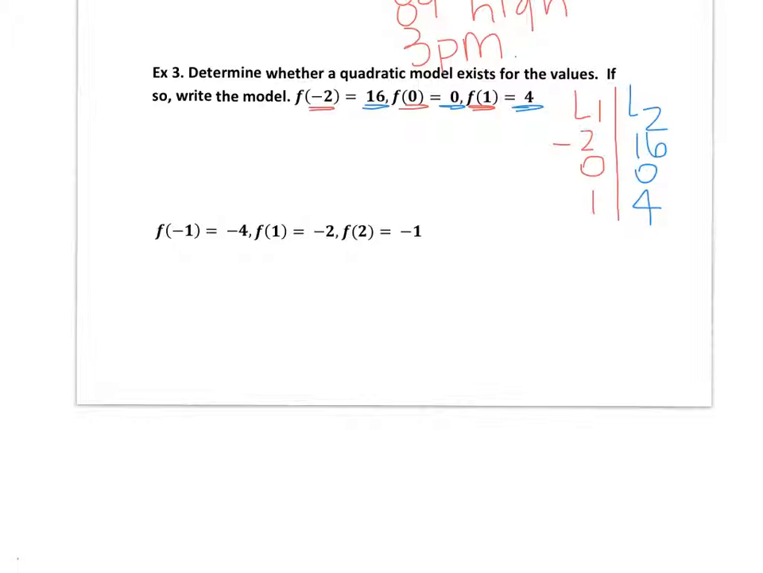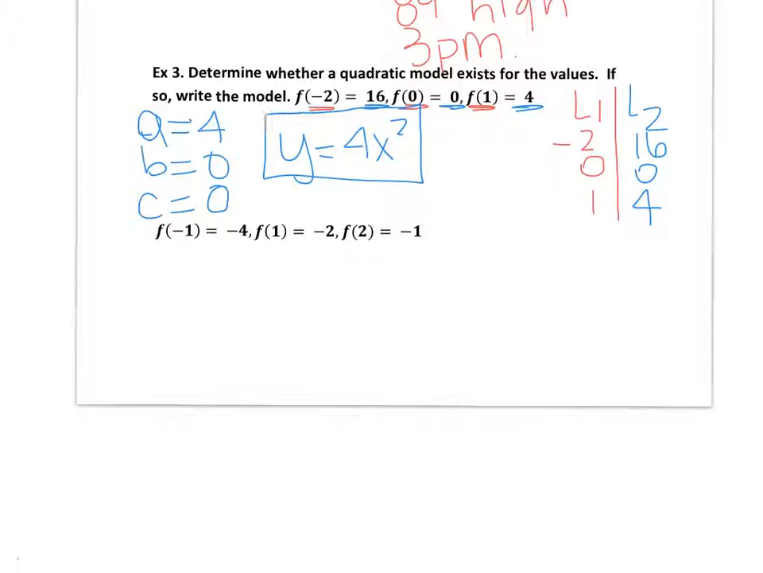So when you do this and you get your values, you get A to equal 4, B to equal 0, and C to equal 0. Even though it looks a little crazy, it's just a very, very tiny number, almost 0. So we're just going to say it's 0. Y equals 4x squared. So when I write that out, do I have a number in front of my x squared term? Yes, I do. So this is the quadratic model.